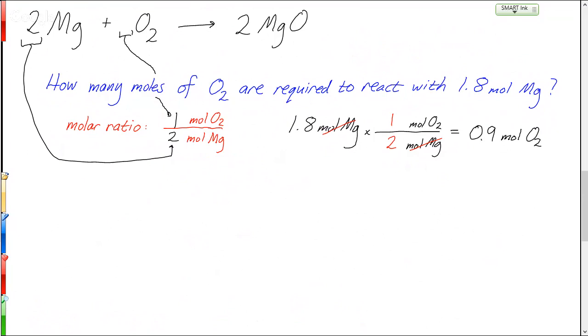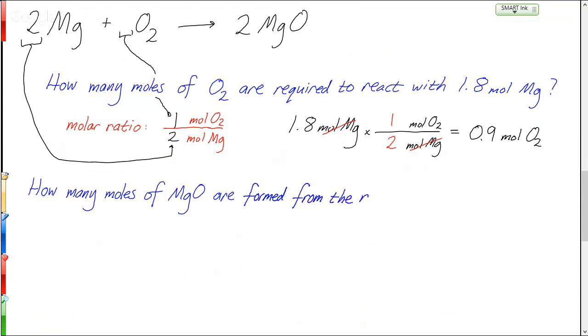All right, I'm going to ask you another question. See if you can figure this one out using a similar technique, or same technique really. This time I'm going to ask you about the product. How many moles of magnesium oxide, MgO, are formed from the reaction of 1.8 moles of magnesium?